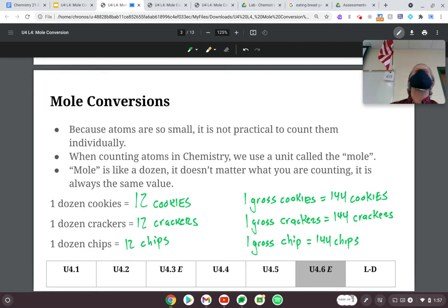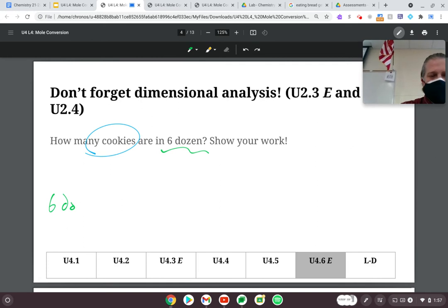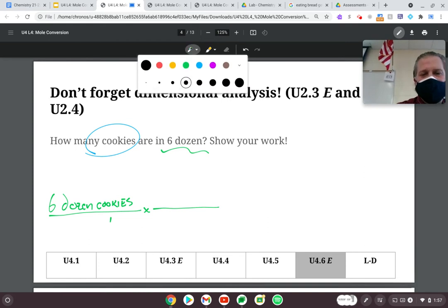Anywho, if a dozen is a counting number, and a gross is a counting number, and a mole is a counting number, let's take a pause and talk for a second about how to use these. So you may recall dimensional analysis, where we did 6 dozen and we were looking for the number of cookies. So you might do something like 6 dozen cookies over 1. You might set up a conversion factor.